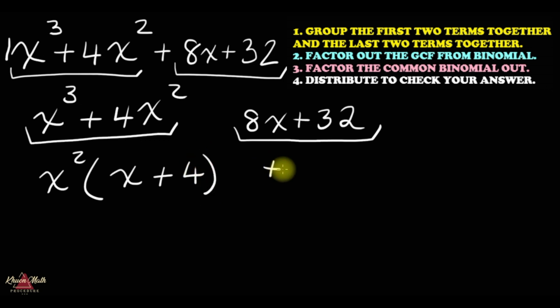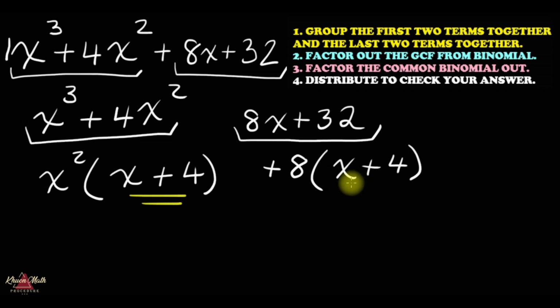All right, so the greatest common factor here is positive 8. So you can take out positive 8, and you're left with x plus 4. Now you can tell if you're on the right track by checking the binomials. The binomial for this group is x plus 4, and the binomial for this group here is x plus 4. So you have the same binomial, so therefore you know you're on the right track.